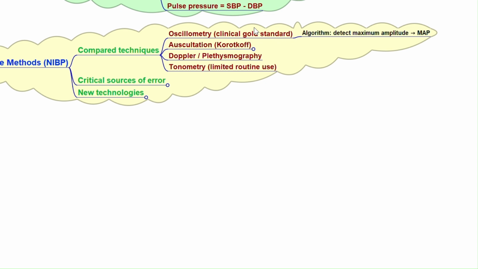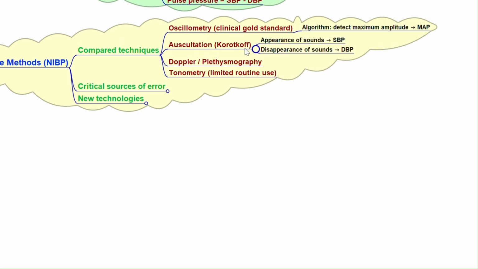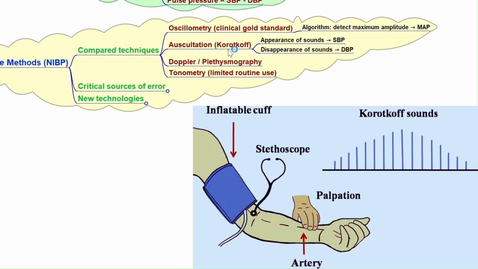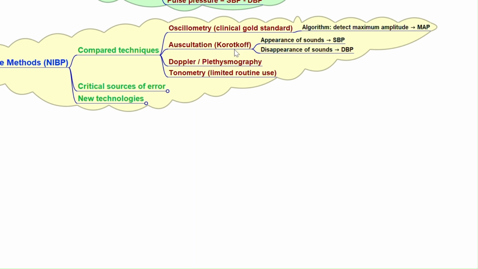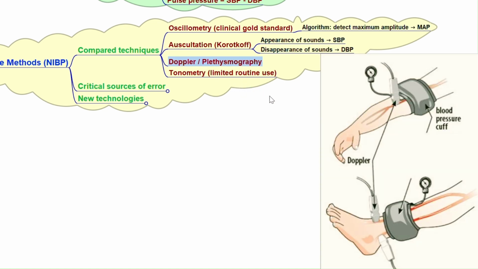The second method is the classical Korotkov technique, using a stethoscope. The first sound corresponds to systolic blood pressure, and the disappearance of sounds indicates diastolic blood pressure. The other method is Doppler ultrasound. It works like a stethoscope, using sound waves to detect blood flow. It is very useful in patients with peripheral artery disease, like in ICU and in neonatology.